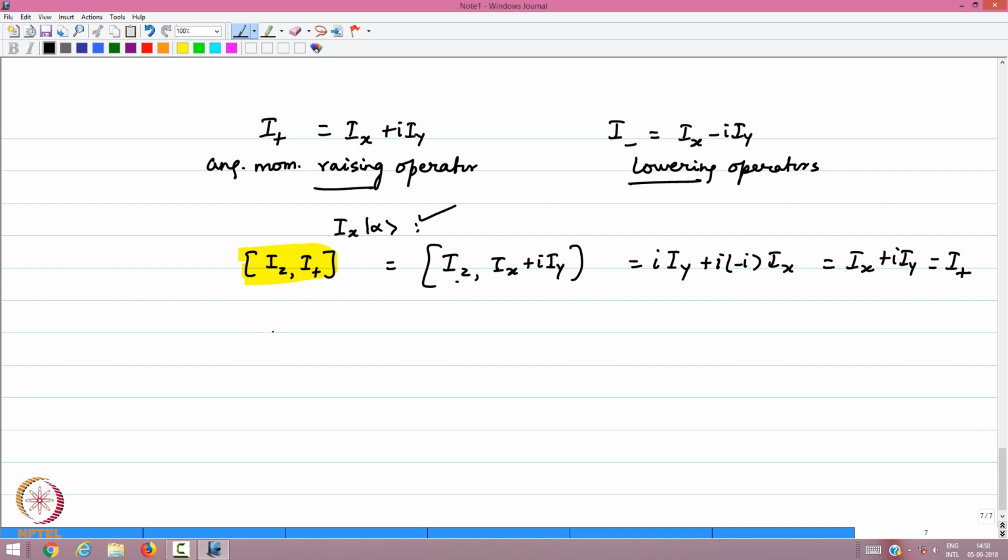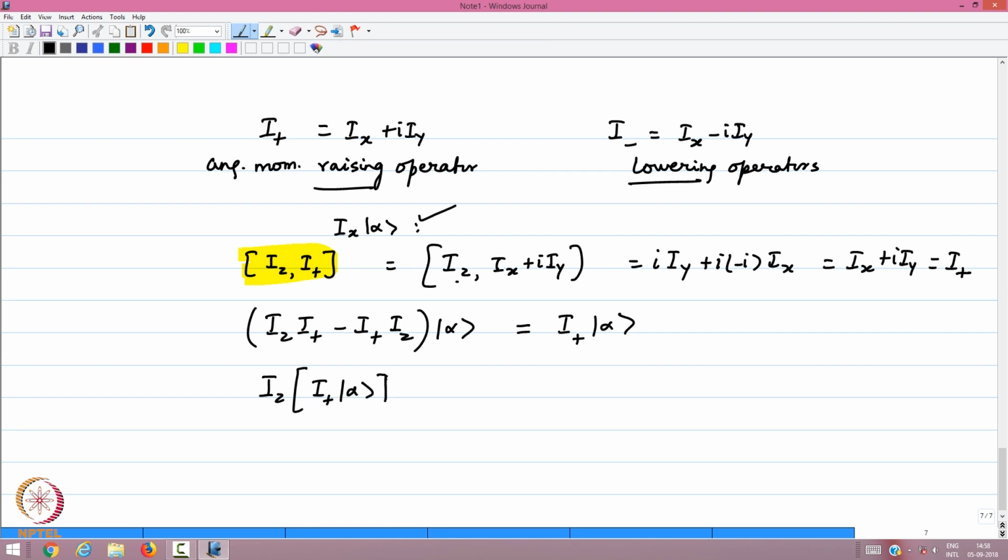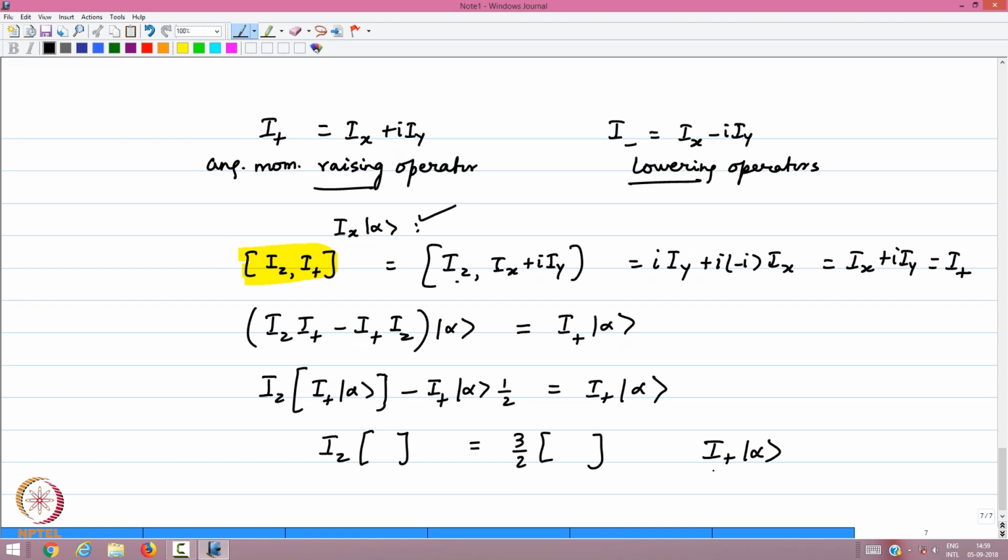Okay. Therefore, the action of Iz I plus minus I plus Iz on the state alpha is the same as the action of I plus on alpha. You can write this down immediately as Iz acting on the state obtained by the action of I plus on alpha, minus I plus on the state obtained by Iz acting on alpha, and that is of course 1 by 2 alpha. So, this 1 by 2 is equal to I plus on alpha. Therefore, Iz acting on this state is equal to 3 by 2 acting on the same state. What is the state? The state is the state obtained by the action of I plus on alpha. Therefore, Iz has an eigenfunction psi, which is this, which has an eigenvalue 3 by 2 on psi.